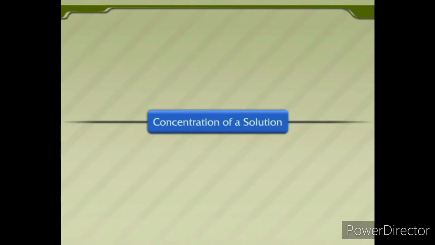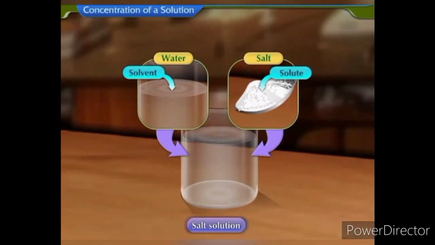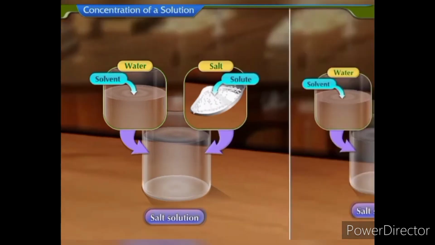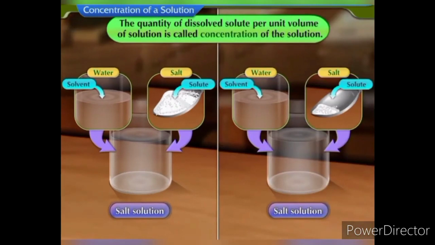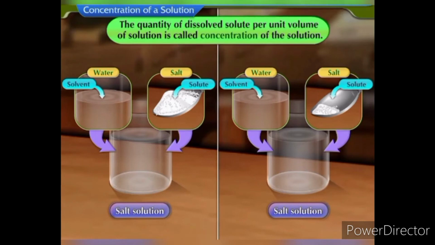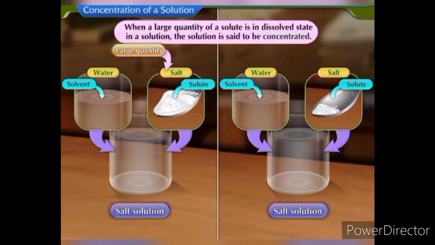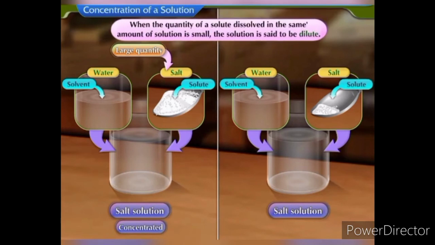Concentration of a solution. The properties of a solution depend upon the nature of the solute and the solvent, and also upon the proportion of dissolved solute. The quantity of dissolved solute per unit volume of solution is called the concentration of the solution. When a large quantity of a solute is dissolved in a solution, the solution is said to be concentrated. When the quantity of a solute dissolved in the same amount of solution is small, the solution is said to be dilute.